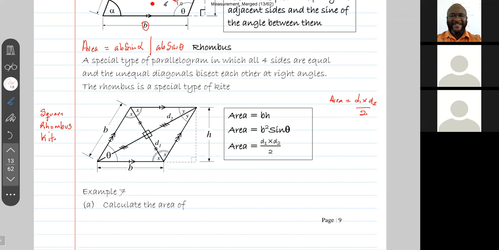The area of the rhombus is B squared sine theta, where B times B gives you B squared, are the lengths of the two sides, and theta is the angle between them. The area of the rhombus is D1 multiplied by D2 divided by 2, because the rhombus is a special type of kite. Guys, example 7.